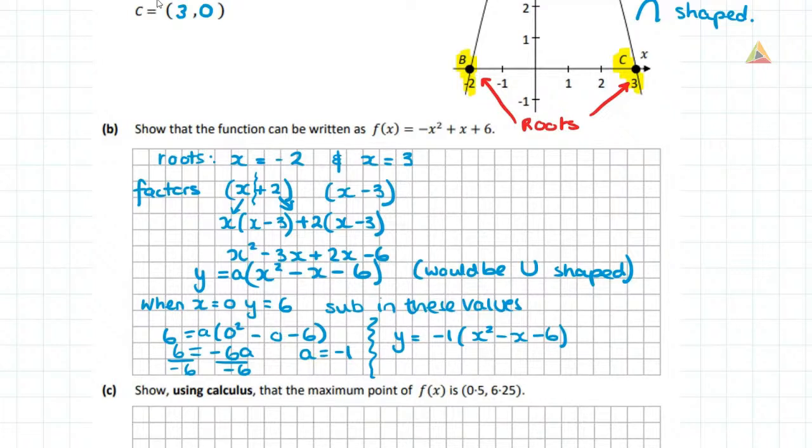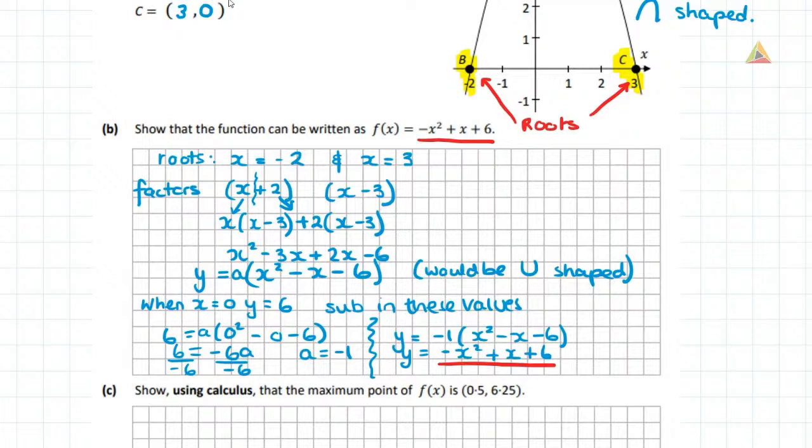So we sub that into our equation that we had here of y equals. So we say y is equal to, we've replaced A with minus 1 and we multiply out that bracket: minus x squared plus x plus 6. And that's what it asked me to show up here. So minus x squared plus x plus 6. Now we've shown that our function can be written in that form.